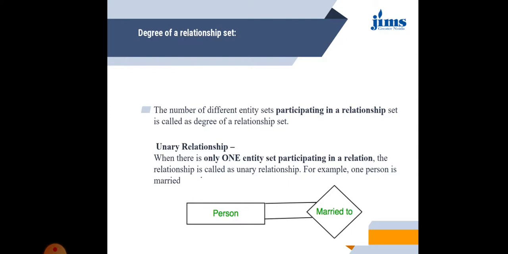Degree of relationship set means how much degree that relationship is having. The number of different entity sets participating in a relationship set is called the degree of the relationship set. Unary relationship: when there is only one entity set participating in a relation, the relationship is called a unary relationship. For example, a person is married to, so a person can marry a single person, that's why it is a unary relationship.